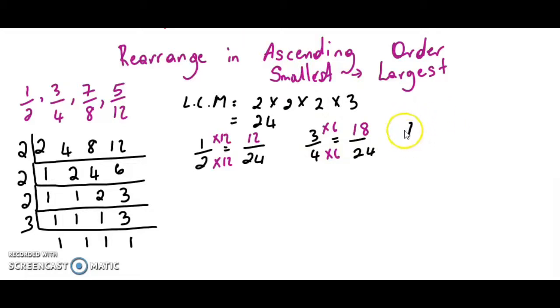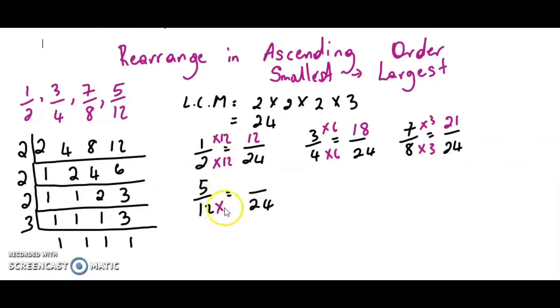My next fraction is 7 over 8, which is equal to a number over 24. To do this, I am going to say 8 times 3 gives me 24, and 7 times 3 gives me 21. So 5 over 12 is equal to a number over 24, and that would be 12 times 2 and 5 times 2, which is equal to 10. To get my answer, I'm just going to rearrange from the smallest to the largest.